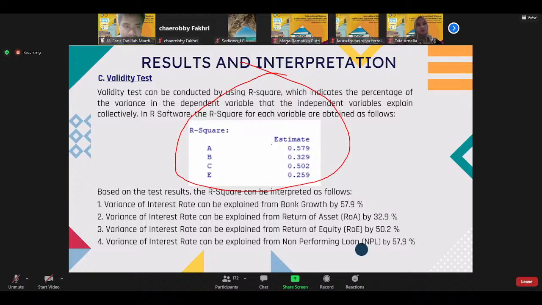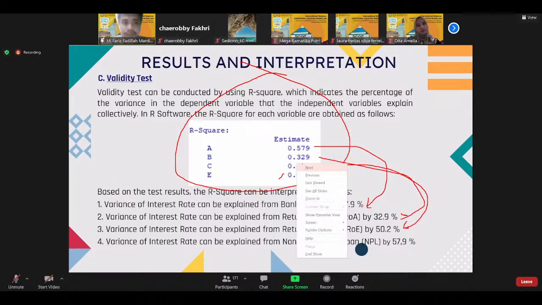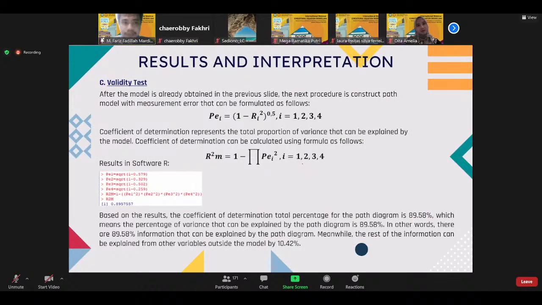Okay, this is based on the R result, and based on the test result of the rate from bank growth. Then about return on asset, 32.9, about ROE, 57.9, about non-performing loan. Okay, you can make the calculation for the validity test using the formula, and you can calculate it by doing some syntax in R, or you can do it with Excel.